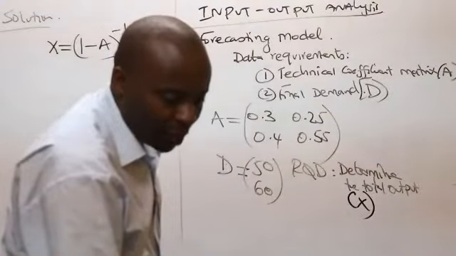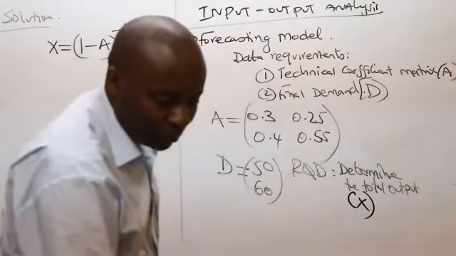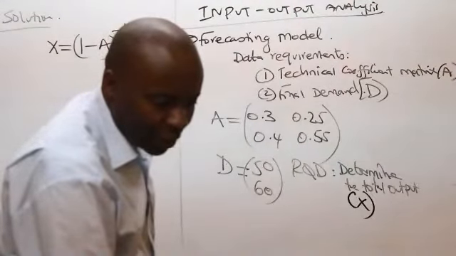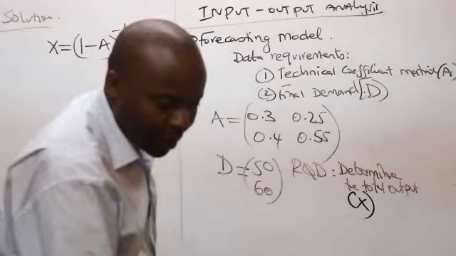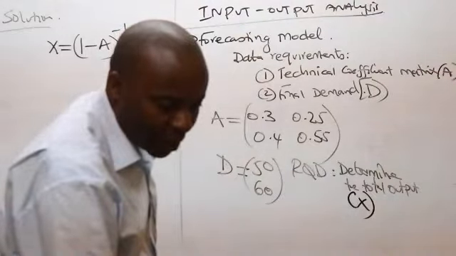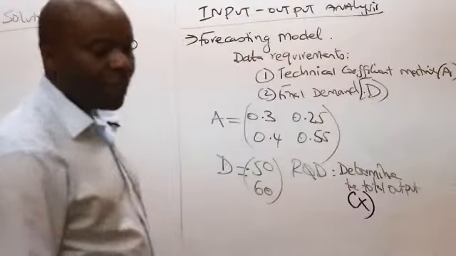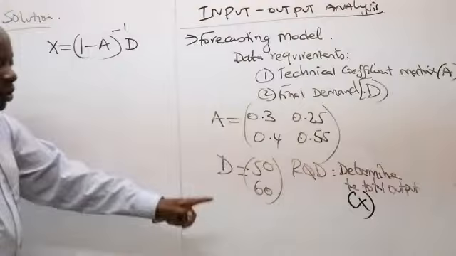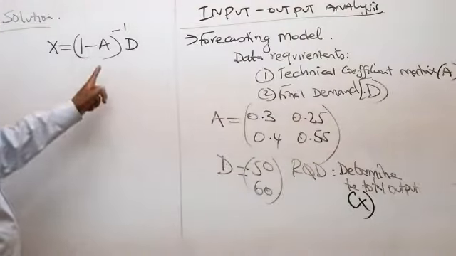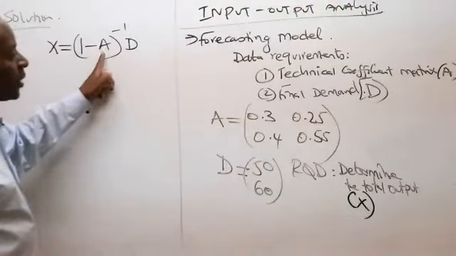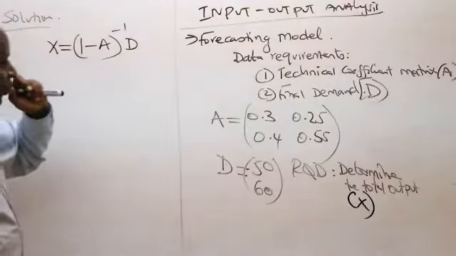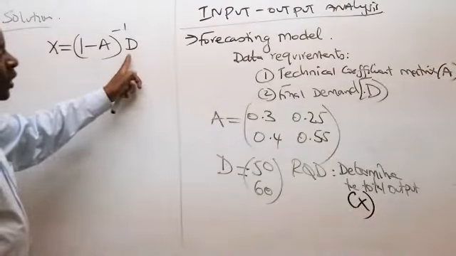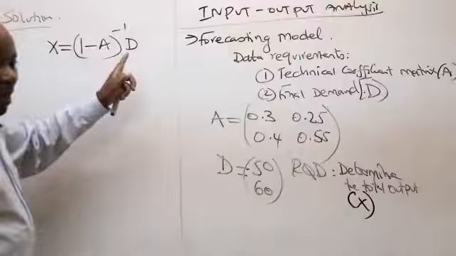So this is a formula that, as we work hard to understand this input-output model, you need to know from the word go: X stands for the total output. A stands for technical coefficients, as you would have written yesterday. And D stands for final demand.